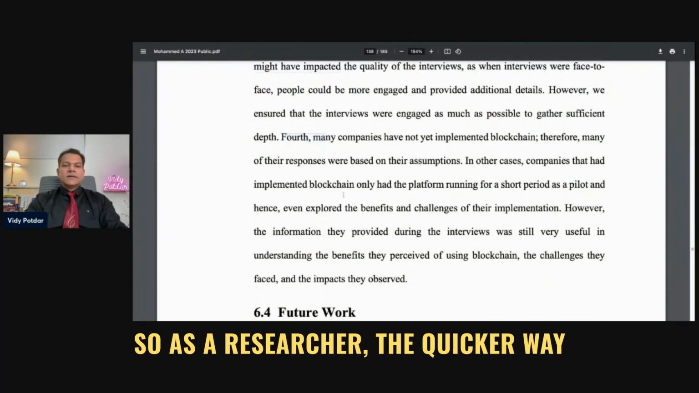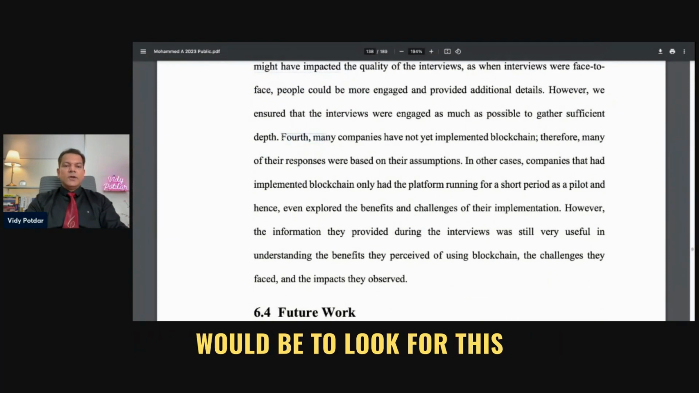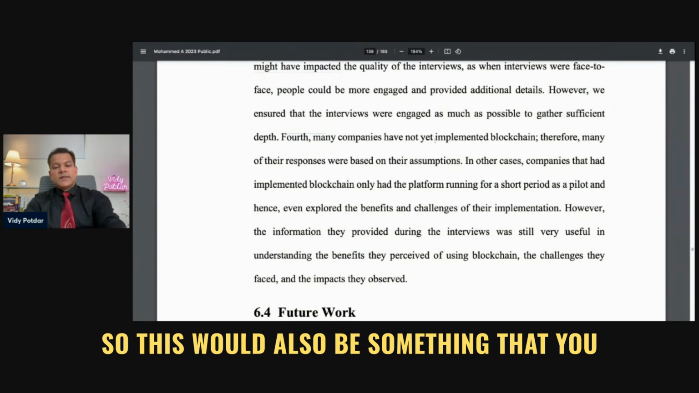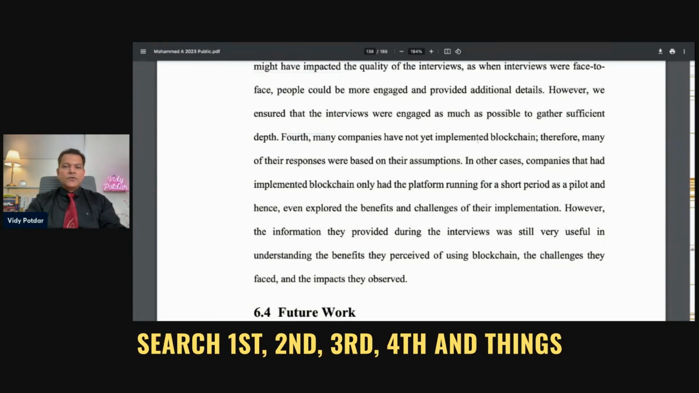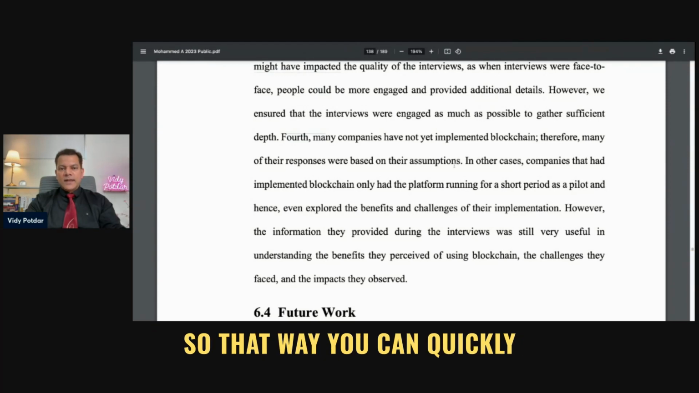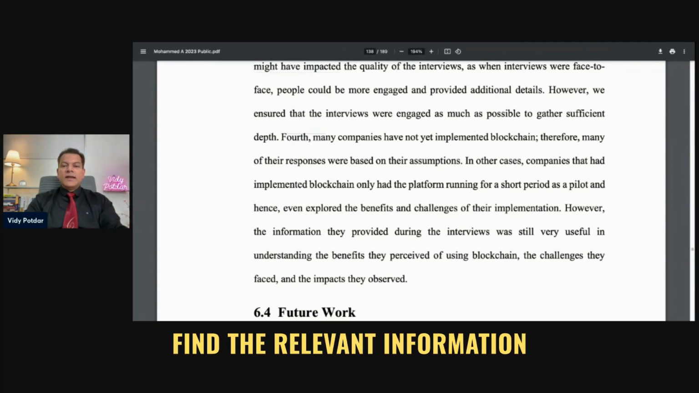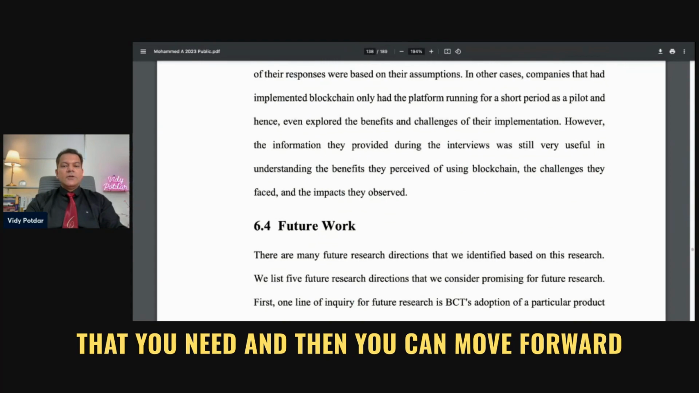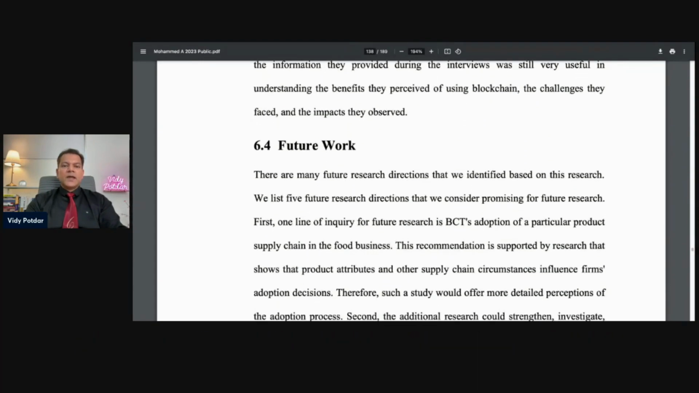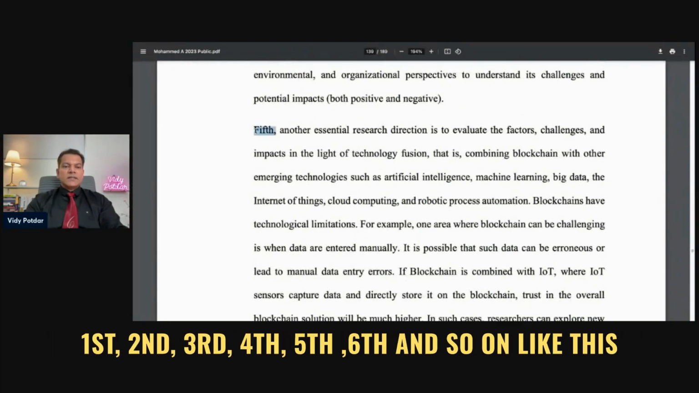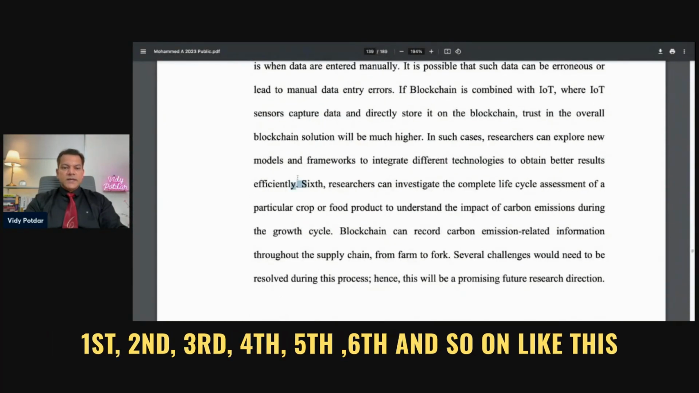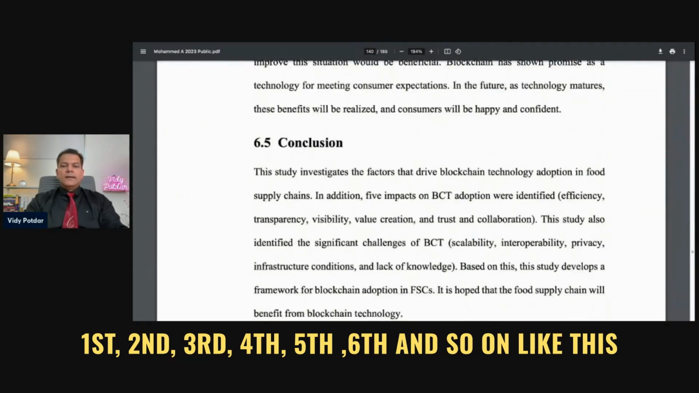So as a researcher, the quicker way would be to look for this. You can do Control F and search first, second, third, fourth, and so on. That way you can quickly find the relevant information that you need, and then you can move forward. The same thing can be applied for future work as well. First, second, third, fourth, there is fifth here, sixth, and so on, like this.